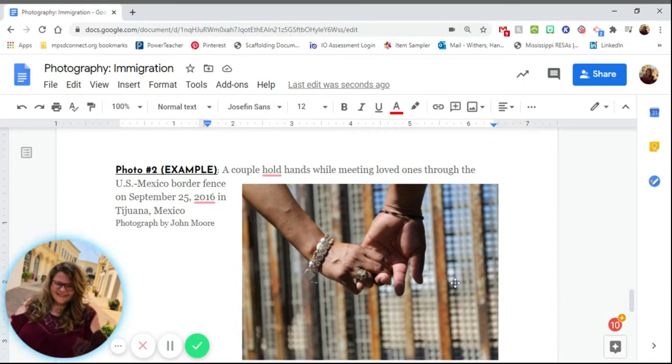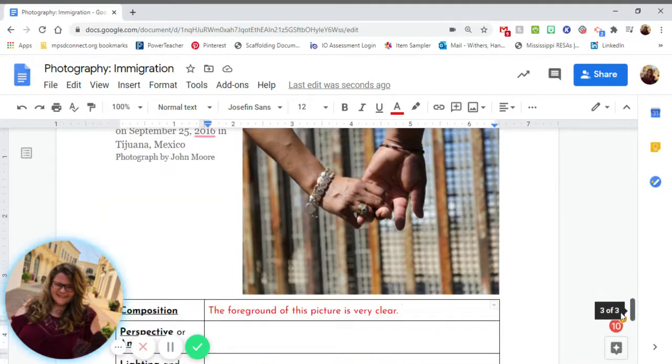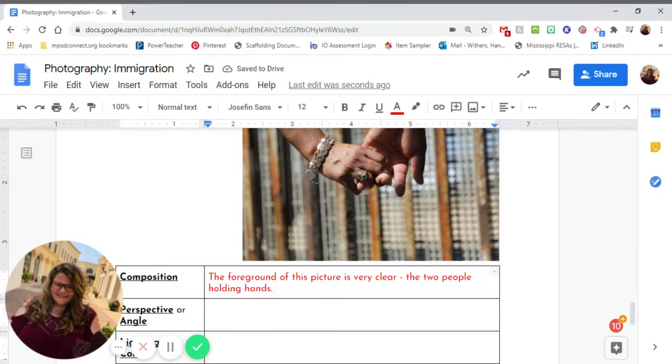Then the background, what you have in the background is some sort of fence, some sort of wall, if you'd like to call it that. And speaking of our political climate. So the foreground of this picture is very clear. The two people holding hands. The background, in contrast, is the border fence.